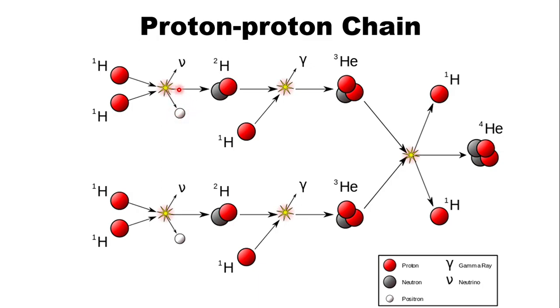We didn't have a chance to talk about that, unfortunately. But here is my deuterium. This happens twice, so I have 2 deuterium nuclei. Another proton can strike that deuterium, release a gamma ray, a bit of pure energy, to form a helium-3 nucleus. This process happens twice, and then the helium-3 nuclei smash together. 2 of the protons are released, and you end up with your helium-4.